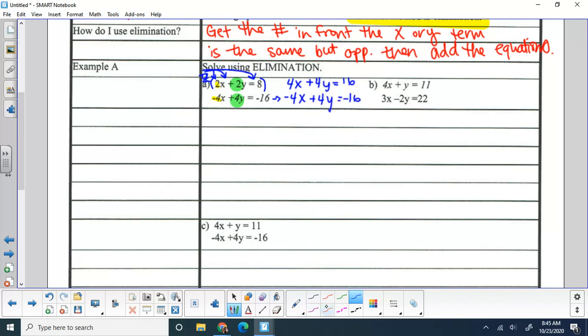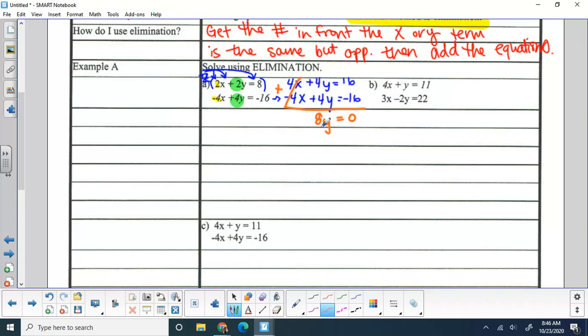At this point, I'm going to check again. I'm going to say, hey, is the number in front of the x term the same number but the opposite sign? Notice the top is positive 4 and the bottom one is negative 4. Because this happened, I'm going to then add these two equations together. Now, the reason this is allowed is because I did the same thing to every term. So the problem's still the same. Now, when I go to add these up, 4x and negative 4x is 0. I've eliminated the x variable altogether. 4 plus 4 is 8y, and 16 plus negative 16 is 0.